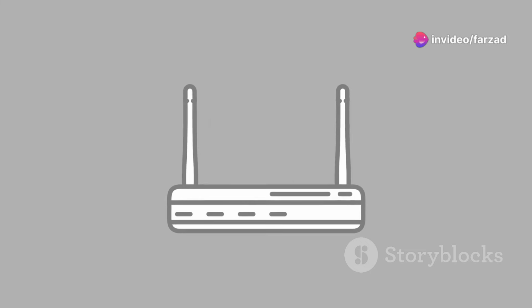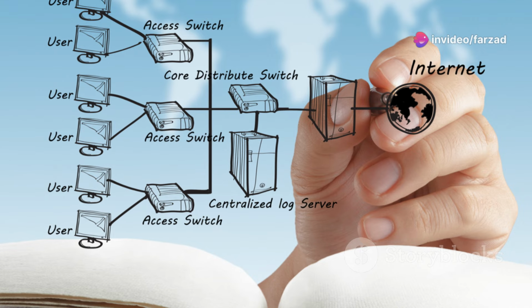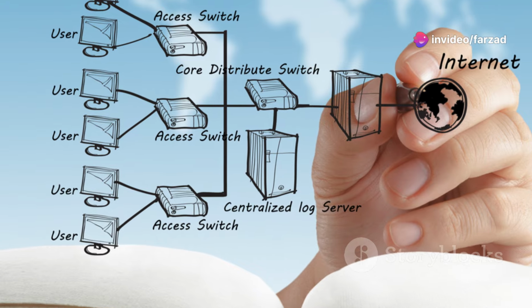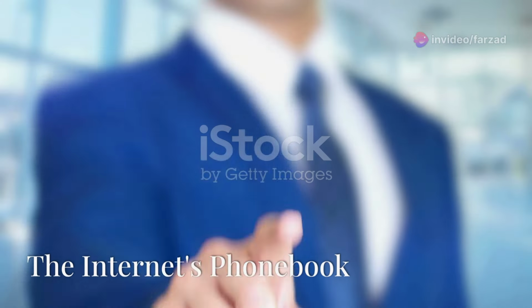Inside your home network, your router assigns private IP addresses to each device. This system is efficient and secure. Your router acts as a gatekeeper, shielding your individual devices from direct access from the Internet. This separation of public and private IPs is crucial for maintaining network security.